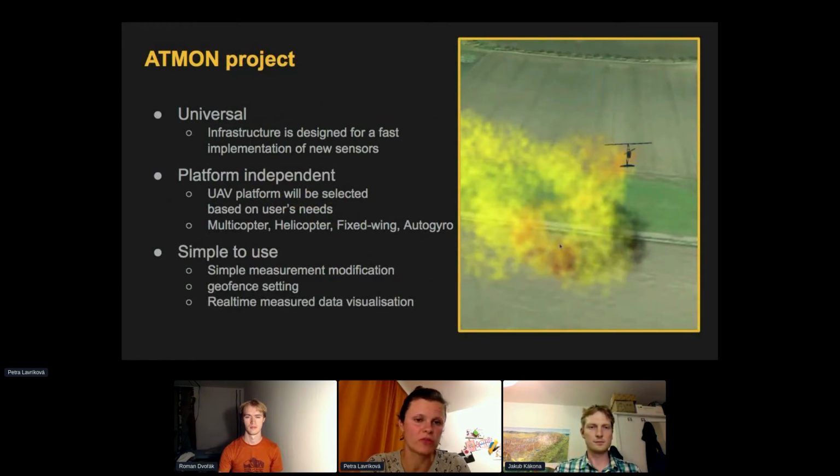It's called ATMON, Atmospheric Monitoring, which tries to overcome all of the challenges we mentioned before, in that it's trying to be universal and fast for implementing new sensors. It's platform independent, so multiple different UAV platforms can be selected and used with it, and it's trying to be simple and user-friendly, for example, in very simple geofence settings and visualization of the real-time measured data.